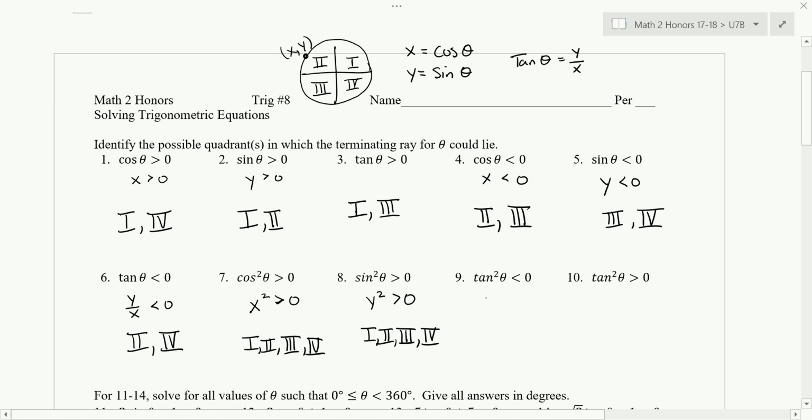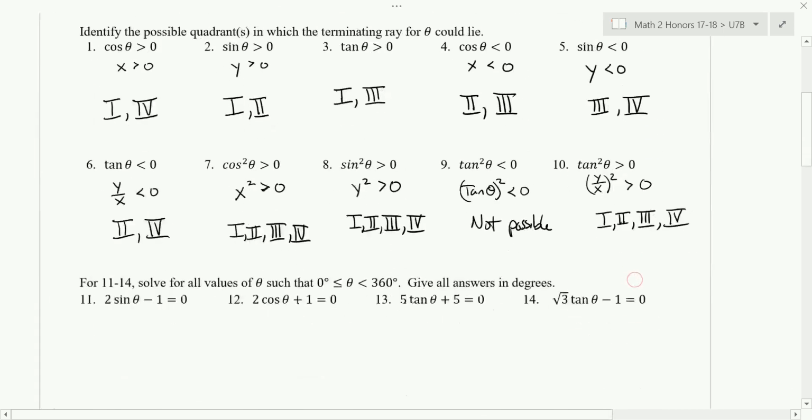Tangent squared is negative. So you square the tangent, or you square some number, and you get a negative value. That's not going to happen with real numbers, and so that does not happen anywhere. So we'll just say not possible. And lastly, number 10, the tangent squared is positive. And so you're taking your y over x, you're squaring that, and getting something positive. So it could have been positive or negative. That happens in any quadrant as well. Whenever you square a number, you get a positive answer, as long as that number is real.